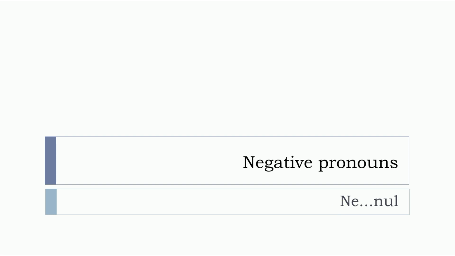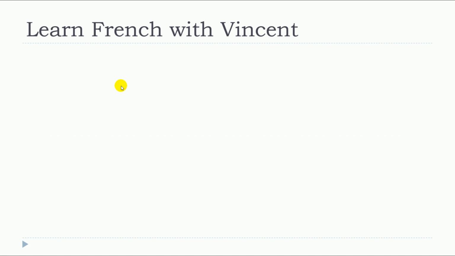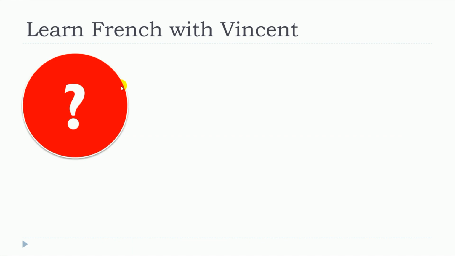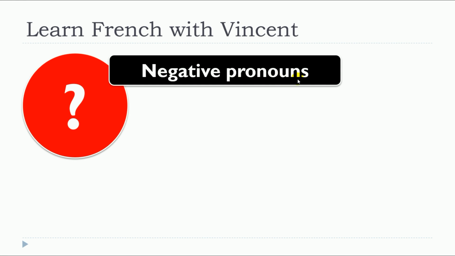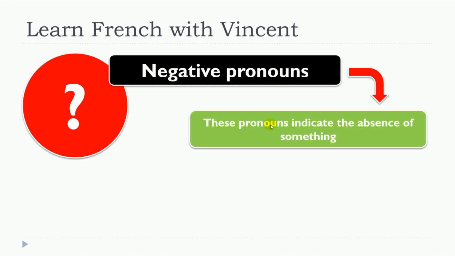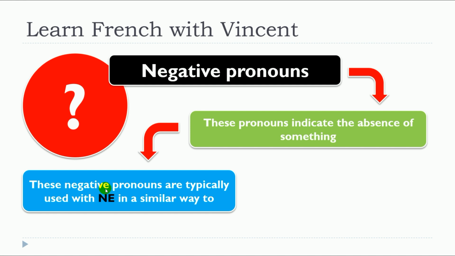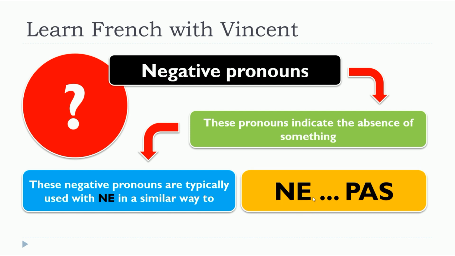In this lesson, we will see together the negative pronouns, but more precisely, ne, nul. So the first thing that we need to define is the negative pronouns. So these pronouns indicate the absence of something. These negative pronouns are typically used with ne in a similar way to ne pas.